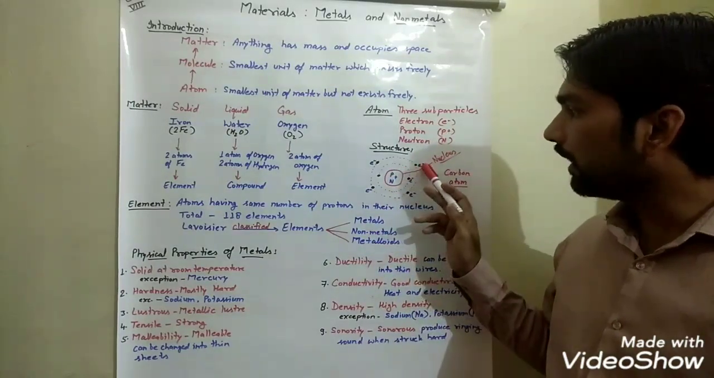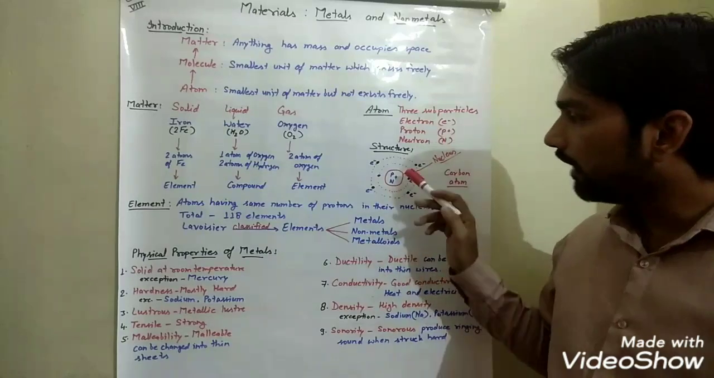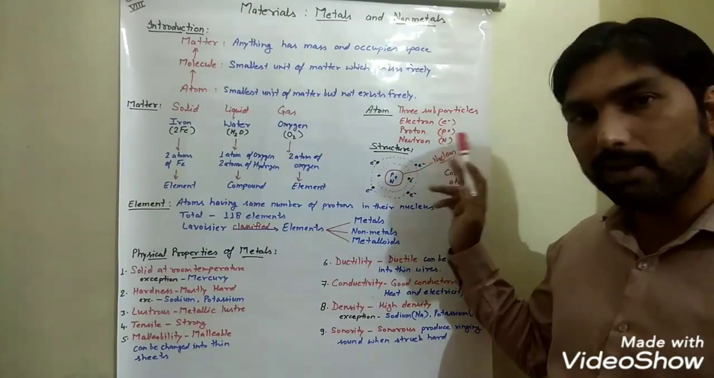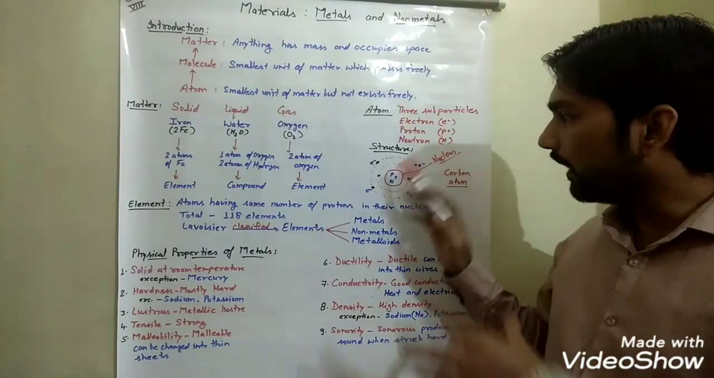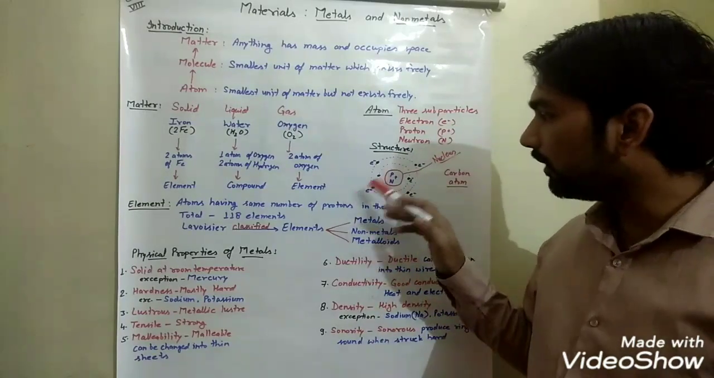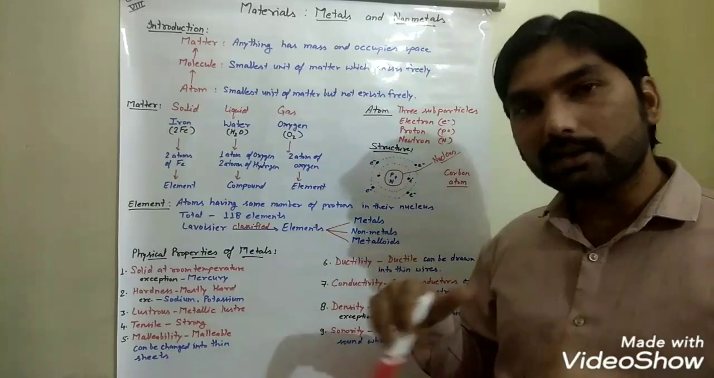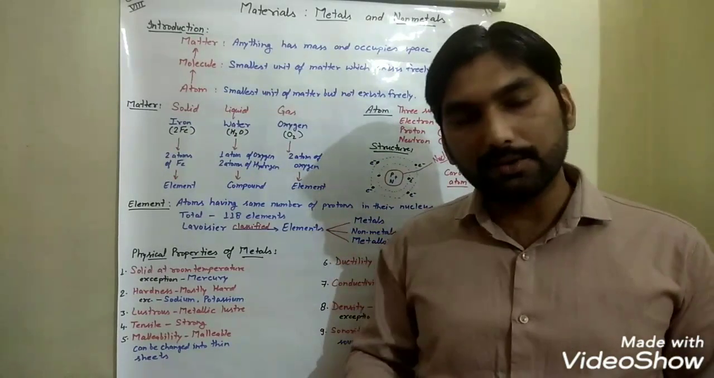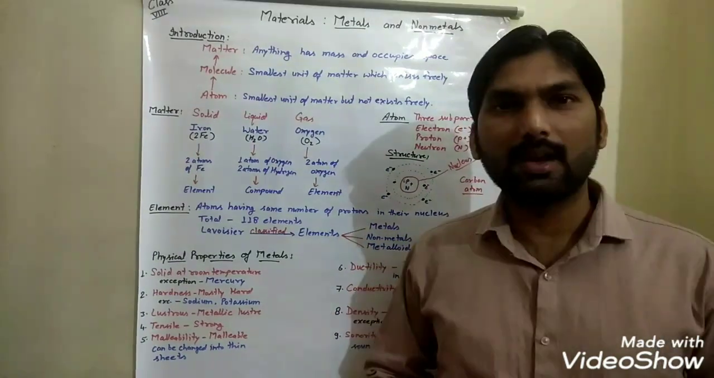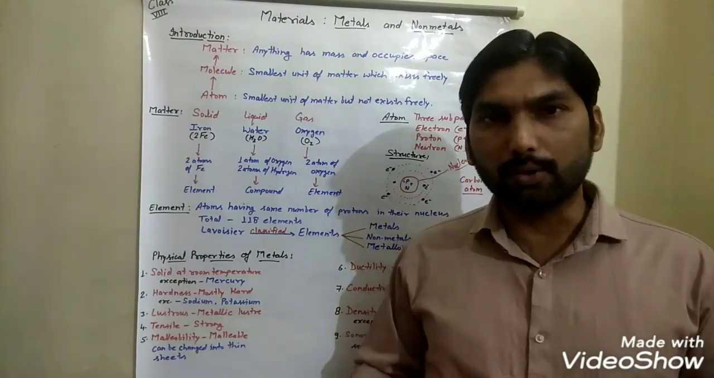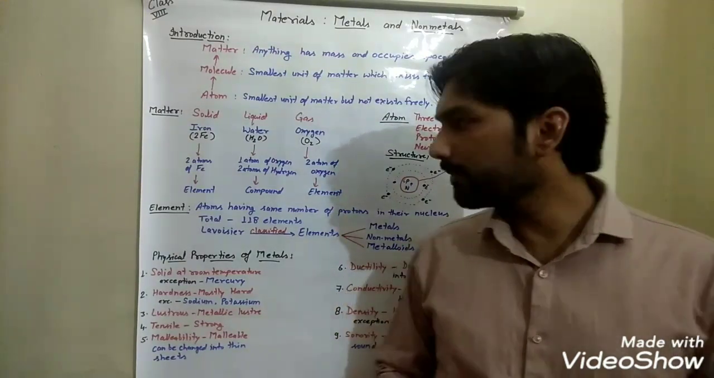Electrons are negatively charged particles and protons are positively charged particles. So negative charge outside and positive charge inside, but neutrons are chargeless particles. There is no charge on the neutrons. Now we will see what we mean by element.